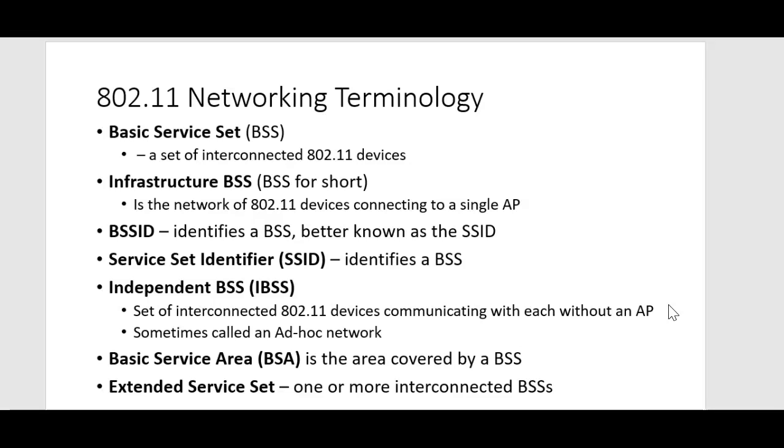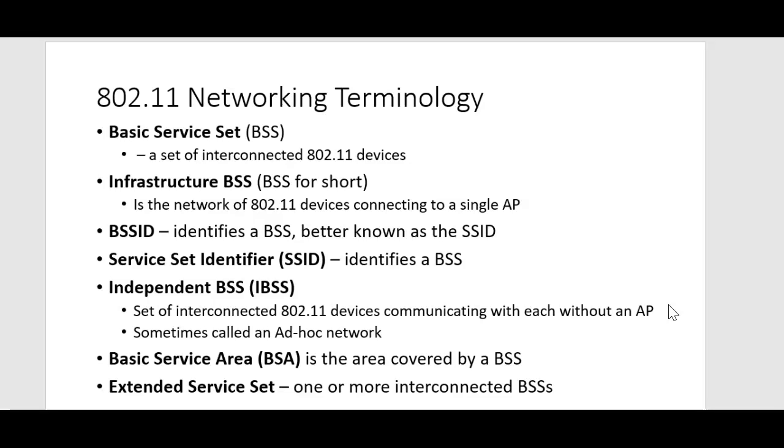Now, the BSS ID identifies the BSS. Technically, it is the MAC address of the AP, and sometimes we better know it as the SSID because it's usually an alphanumeric name that helps us identify the access point we're connecting to. So the service set identifier, the SSID, just identifies the BSS in words versus the hexadecimal MAC address.